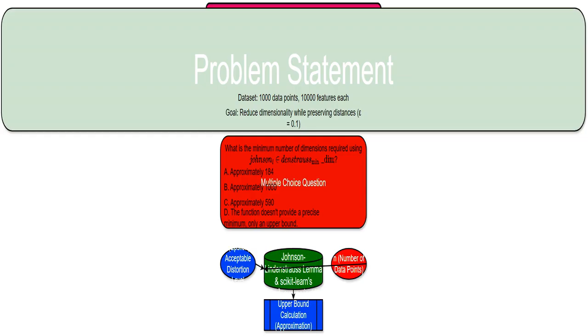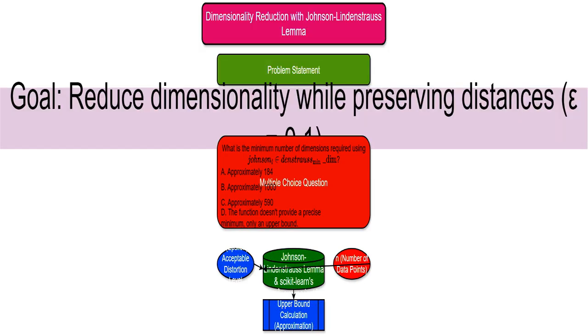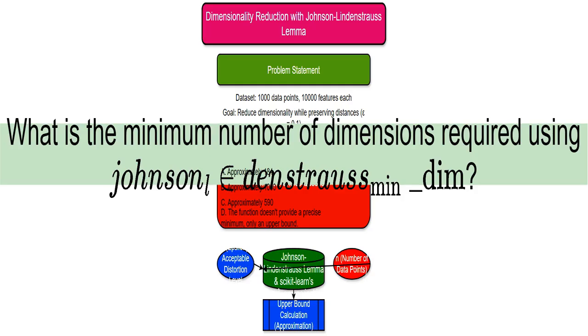I'm tackling a dimensionality reduction problem. I have a dataset with 1,000 data points, each having 10,000 features. My goal is to reduce the number of features while keeping the distances between data points similar, allowing for at most a 10% distortion. I need to figure out the minimum number of dimensions I need to achieve my goal using the Johnson-Lindenstrauss lemma and scikit-learn's Johnson_Lindenstrauss_min_dim function. This is a possible answer choice for the minimum number of dimensions.